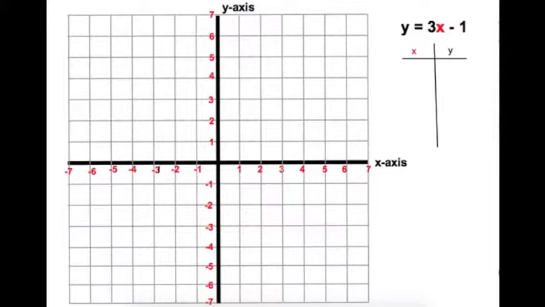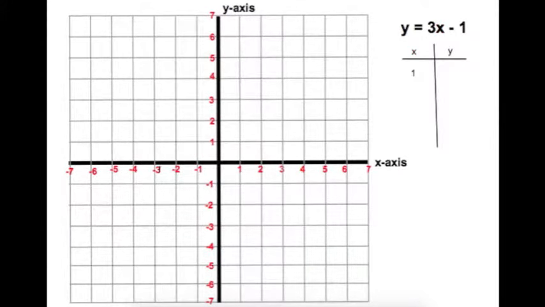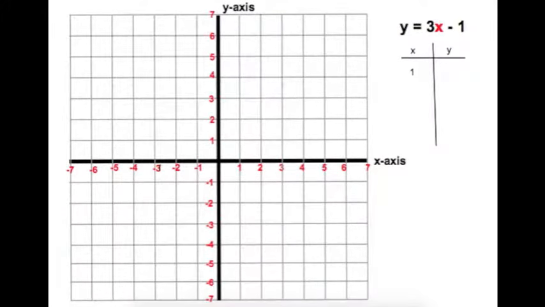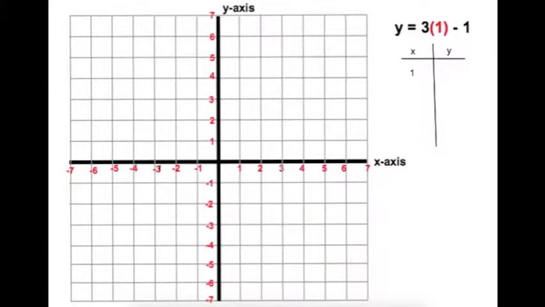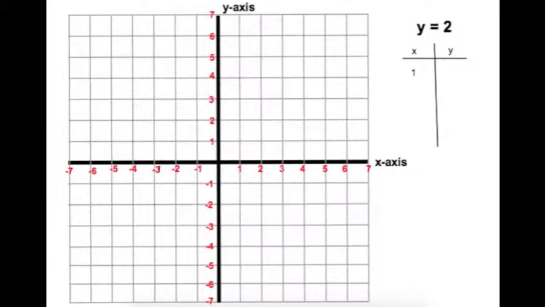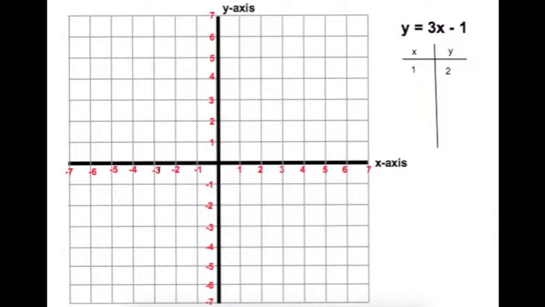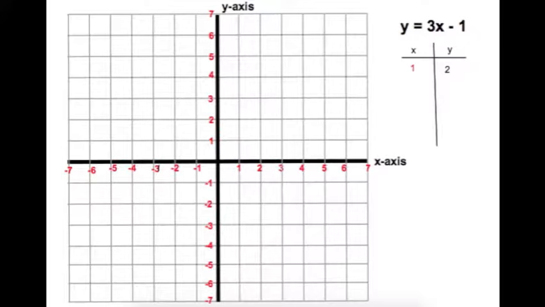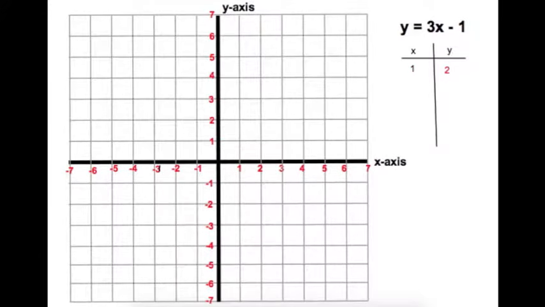To begin, we will choose different x values to plug into our equation to determine what y would be for that specific x value. We can choose any x value that we want. The first one we will choose is 1. Now we have to plug this x value into our equation to determine what y will be when x is 1. So we substitute 1 for x and do 3 times 1, which is 3. Then we do 3 minus 1, which is 2. So for the equation y equals 3x minus 1, when x is 1, y is 2.